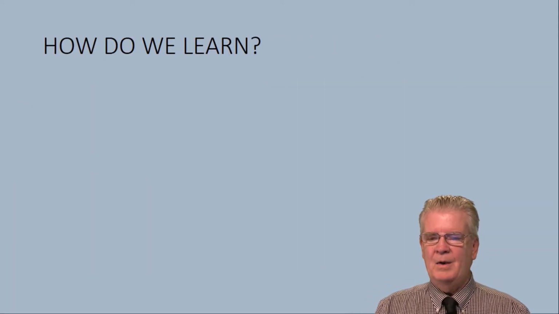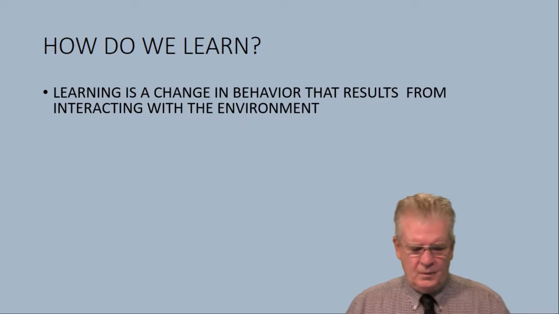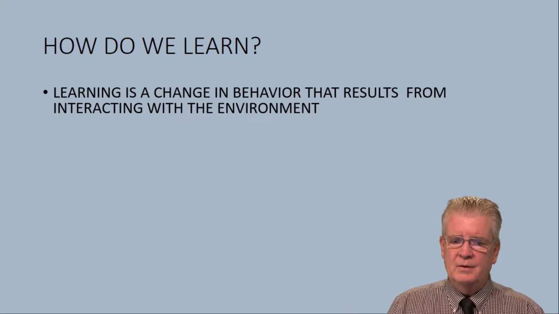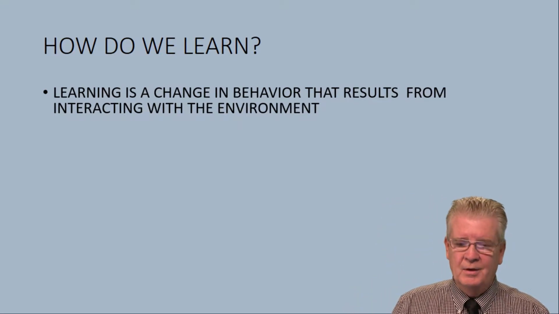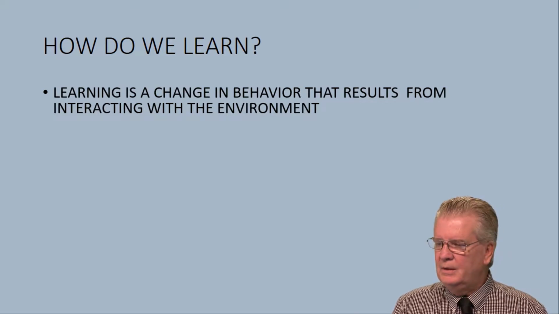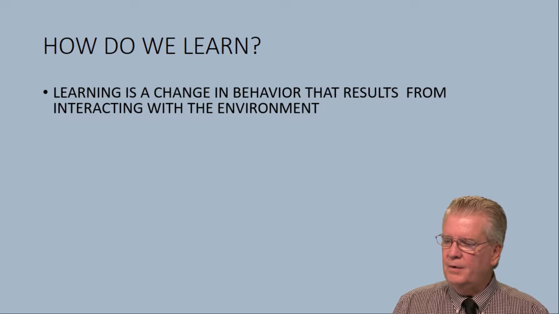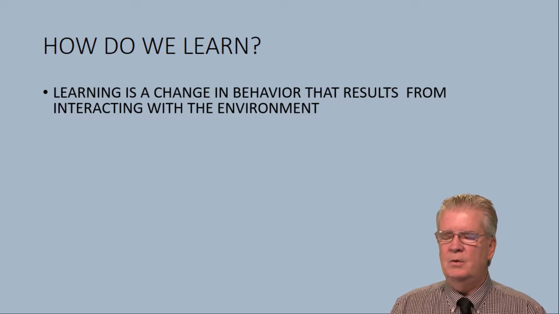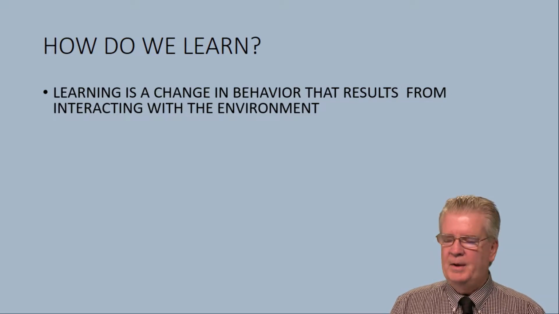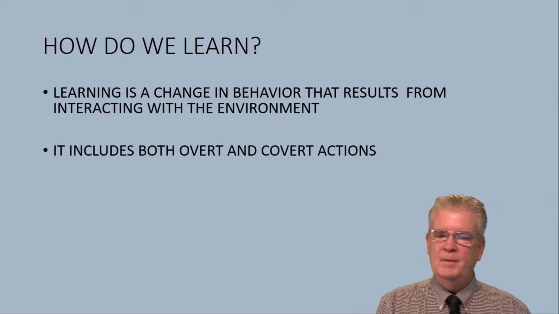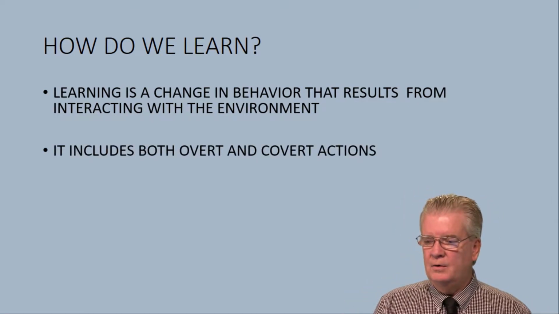So let's get into how we actually learn. The definition that I think is the best, and that's only because I'm a behavior analyst, is we see something. There's some kind of observable result from interacting in the environment or being exposed to our teaching or participating in that activity with us. There's some kind of change or increase in behavior. That's observable. So also, it includes both overt and covert actions.